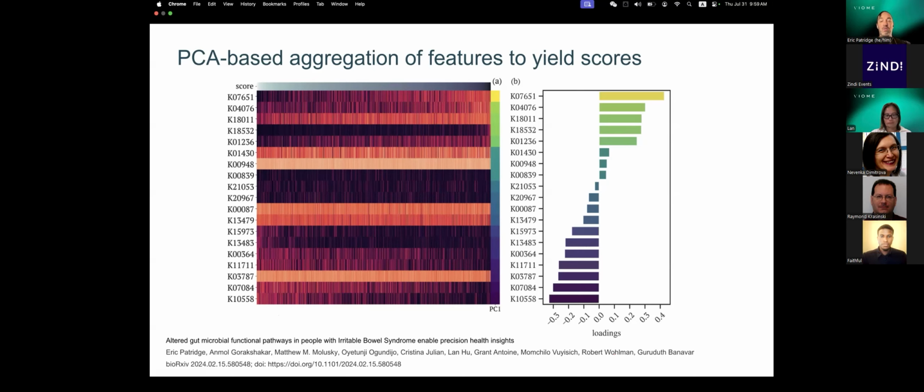And what we end up doing is we take the weightings of those loadings. Again, this is principal component 1 of the data to the left. And we take those loadings and we apply them to every individual sample after this to come up with a score.